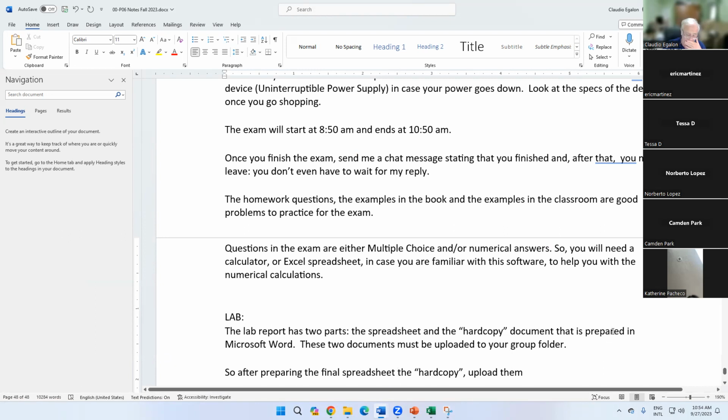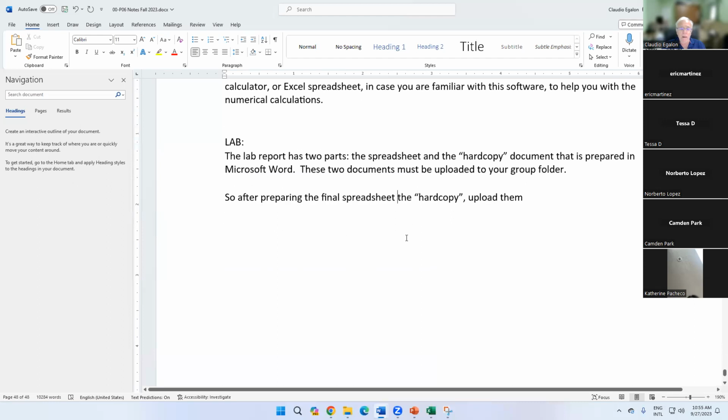The only difference here is that you are adding that title page, right? That's the only difference here. An actual real life experimental document involves more than that. You have to explain how the experiment was performed, what you used, but I'm skipping all of that just to make things simpler for everybody here. Okay, so after preparing the final spreadsheet and the hard copy, upload them to your group folder.